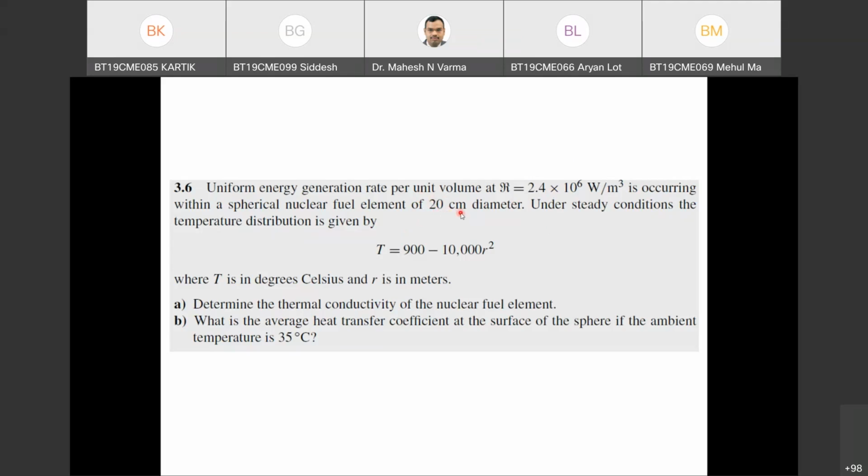Okay. So what is the surface area of the sphere? 4 pi r square, sir. 4 pi r square. Okay. So then you will get the value of k by substituting it in the previous equation. So what is the rate you are getting? Rate of heat transfer at the surface.